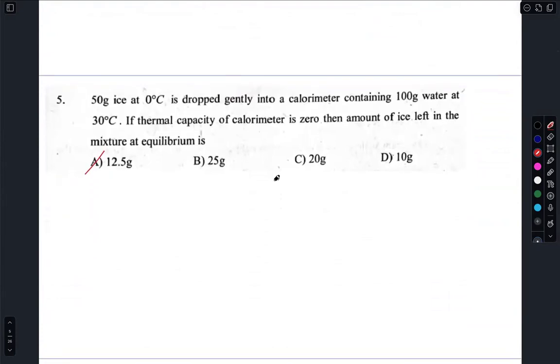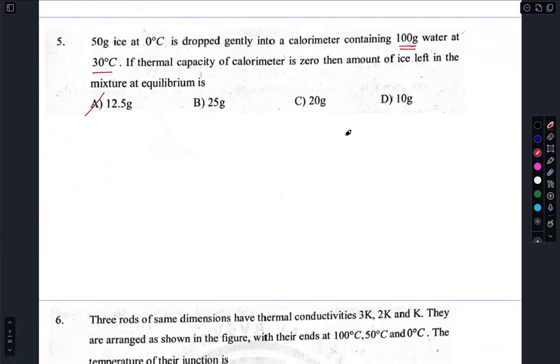50 gram ice at 0 degrees centigrade is dropped gently into a calorimeter containing 100 grams water at 30 degrees centigrade. Thermal capacity of the calorimeter is negligible; find the amount of ice left in the mixture at equilibrium. First of all, if 100 gram water comes down to 0 degrees centigrade, 3000 calories can be rejected. But 50 gram ice to melt requires 50 into 80, 4000 calories, which means all ice will not melt.